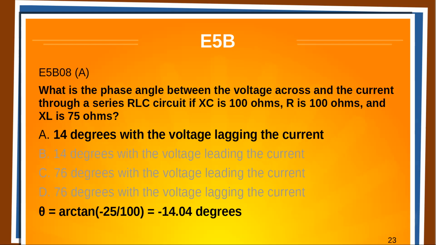Okay, what's the phase angle between the voltage across and current through the RLC circuit if the capacitive reactance is 100, resistance is 100, and inductive reactance is 75? So we're going to have a -25 ohms reactance, 100 ohms resistance.